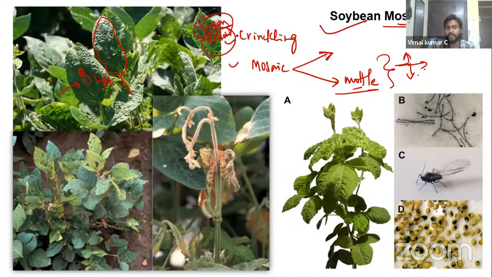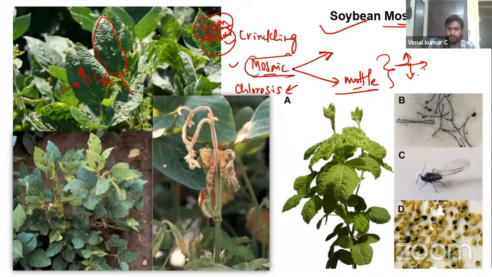So mottling is nothing but just like a chlorosis. Chlorosis will be there, but it won't be displaced with any other color. But in the case of mosaic, usually green areas will be displaced with yellowing. So that's why we call it a mosaic. Any doubt? Okay. So this is the initial symptom.